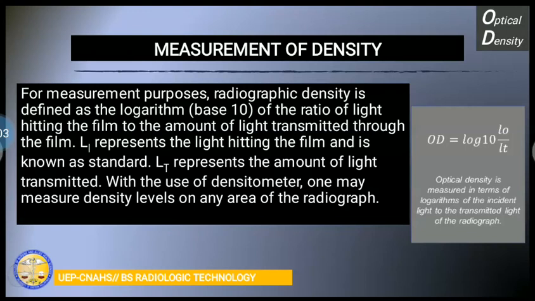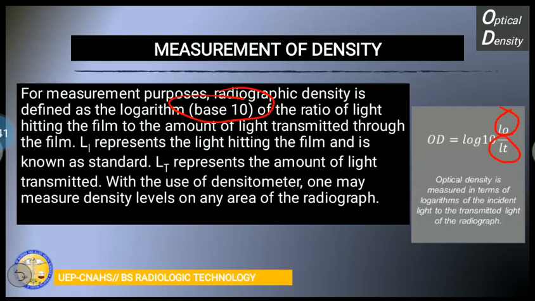So L sub I represents the light hitting the film and is known as the standard. And L sub T represents the amount of light transmitted. With the use of a densitometer, one may measure the density levels on any area of the radiograph. So we have our formula: OD, or the optical density, is equal to the logarithm to the base 10 of L sub I, the incident light, over L sub T, the transmitted light.